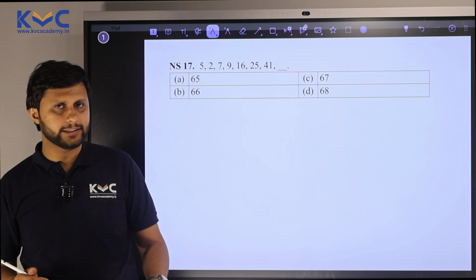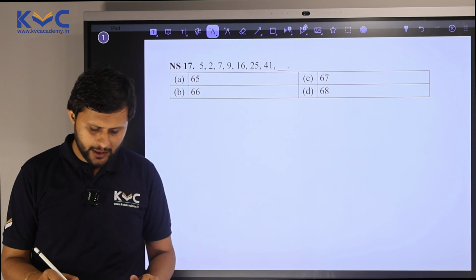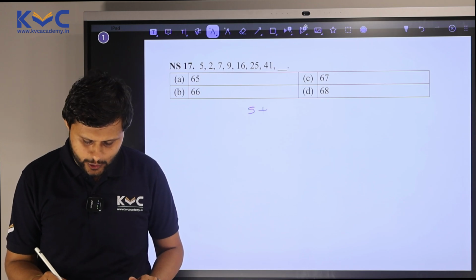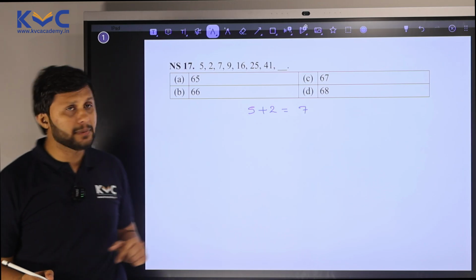So something to do with the addition. Okay, first two numbers, maybe they're not in the right order. It looks like that. Okay, so if you see 5 plus 2 is equal to 7. First two numbers, if I add, I will get the third number.